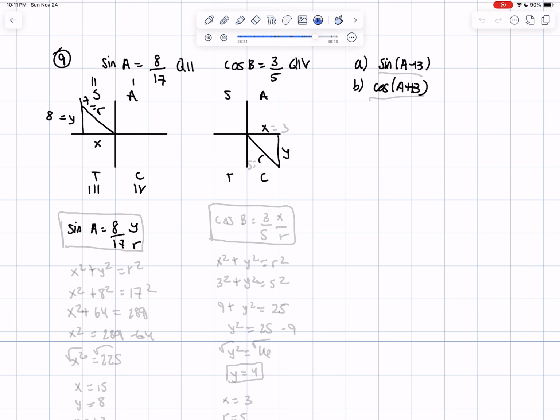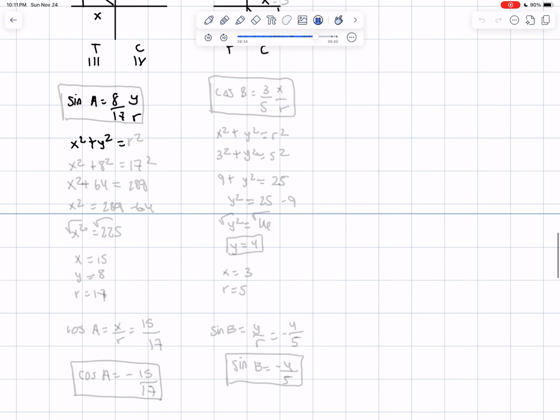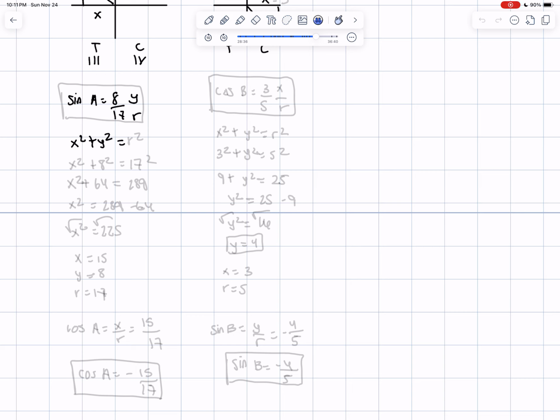So then what I need to do is calculate via the Pythagorean theorem. You could also use the other identity that we used before, sine squared plus cosine squared equals 1. But I find that this formula is a lot easier to solve. Again, my x is what we're looking for, my y is 8, and my r is 17.